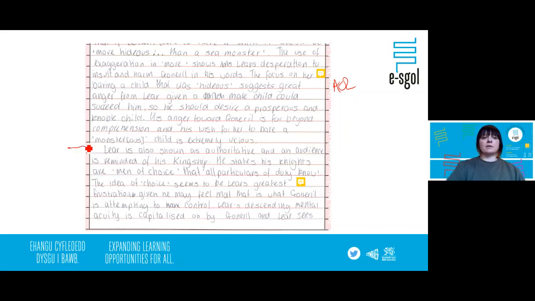Lear is also shown as authoritative and the audience is reminded of his kingship, nice awareness of the audience. He states that his knights are men of choice, that all particulars are duly known. This idea of choice seems to be Lear's greatest frustration, given he may feel that that is what Goneril is attempting to control. Again, nicely engaged, some nice control being shown here, okay, with regards to the AO1. Engaged and coherent and in control.